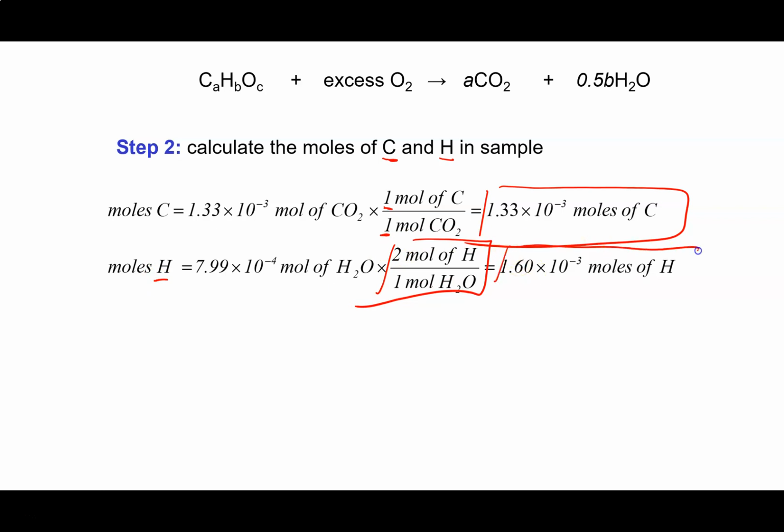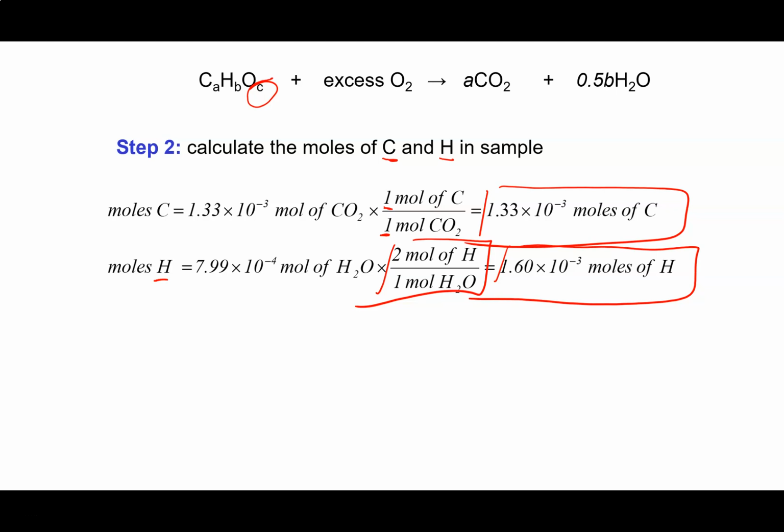So there we go, we've got it. Now, if the compound was a hydrocarbon, at this point I'd be almost done. I'd just have to figure out the ratio of carbon to hydrogen. But I'm not done. What I've got to do now is figure out how many moles of oxygen are in my sample. And I told you that the technique I'm going to use here is the difference.